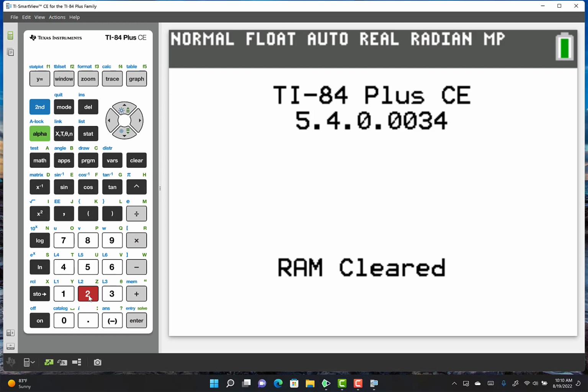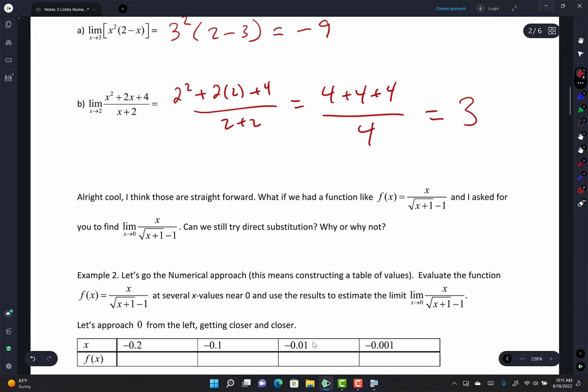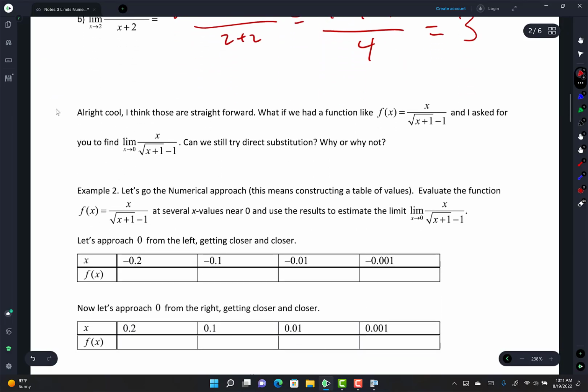Did it work? Perfect. Did it work? Okay. Here we go. So let's go back to the notes. So let's see. All right, cool. I think those are straightforward. This is me talking. You don't have to read it.